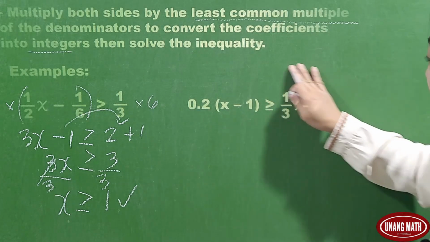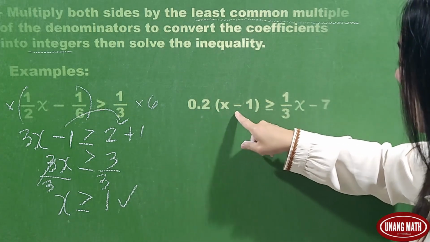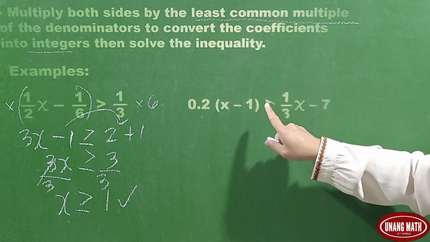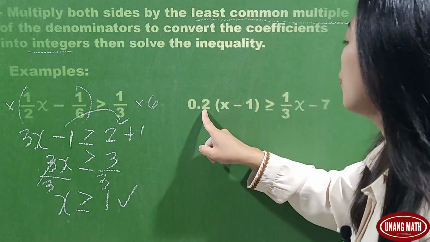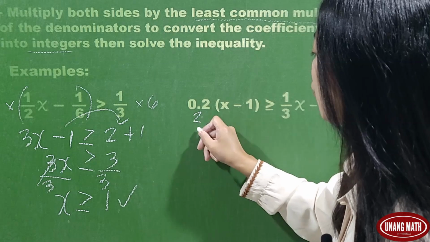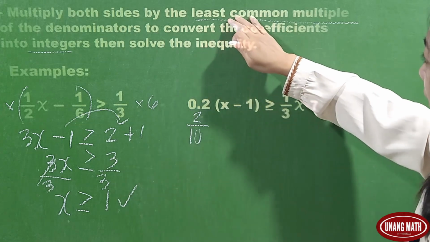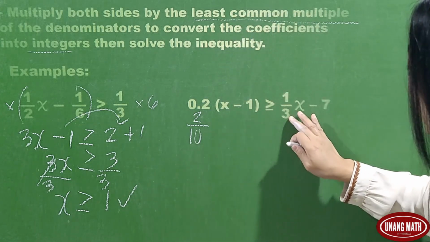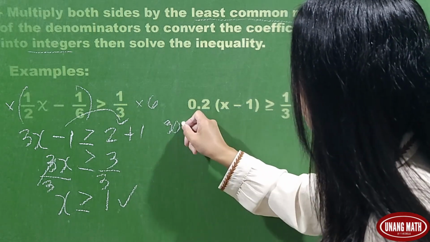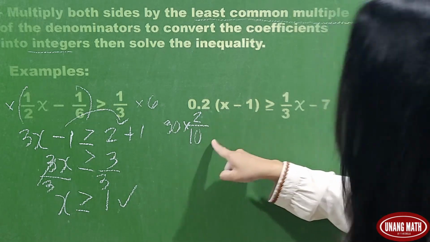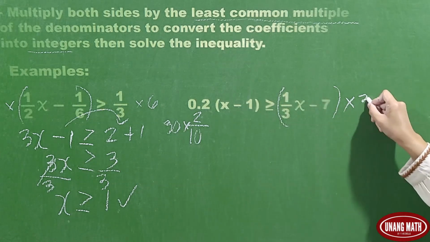Moving on to the second example. 0.2 times this expression x minus 1 inside the parentheses is greater than or equal to 1 over 3x minus 7. 0.2 can be converted to a fraction, that is 2 over 10. Now, multiply both sides by the LCM of 10 and 3, and that is 30. So this is 30 times 2 over 10, and 1 over 3x minus 7 should be multiplied also by 30.